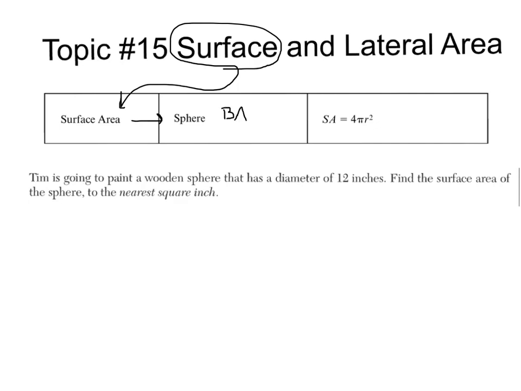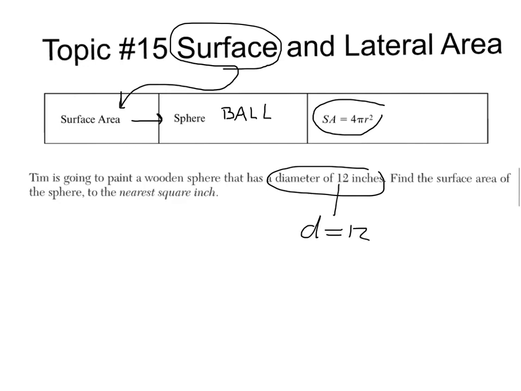And the formula is pretty straightforward. It's 4 pi r squared. For this question here, here's Tim again. Tim is going to be painting a wooden sphere that has a diameter of 12 inches. Well, if the diameter is 12 and the formula doesn't have the diameter in it, I need to know the radius. The radius would be half as much. It would be 6. Find the surface area to the nearest square inch.